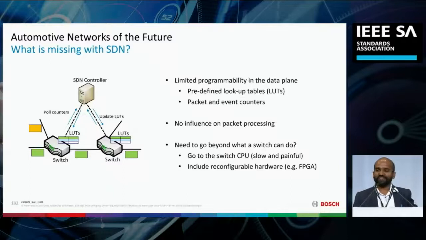So the SDN controller cannot magically make a switch process the packets in some other way in which the switch was not designed to process packets. And this is exactly where programmable data plane technologies come into the picture. Right now, if you want to process the packets in some other way, the only way is to go to the CPU of the switch, which is painfully slow and doesn't scale, or you need to include special hardware for it.